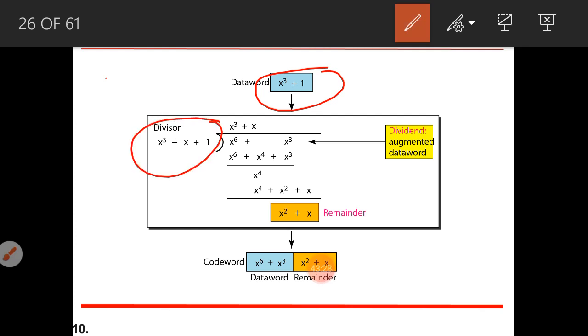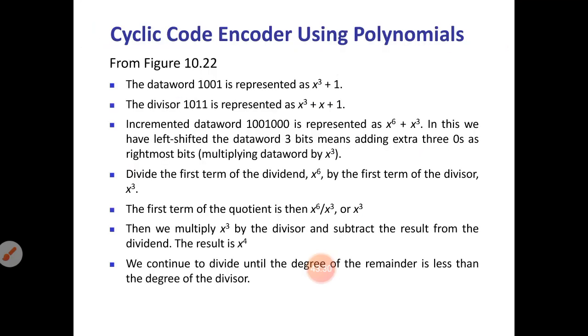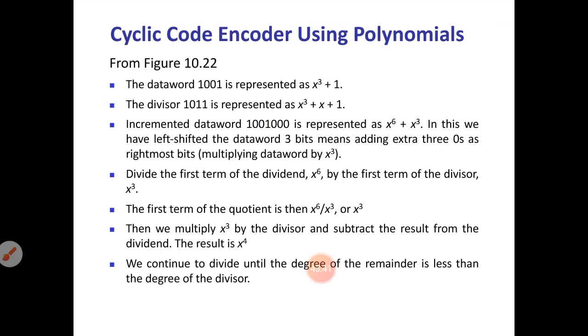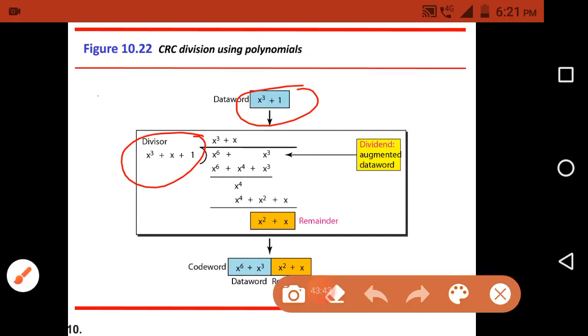And next, what is the dividend? The dividend here is the incremented data word, that is x raised to 6 plus x raised to 3. So we have to use that as the dividend here. That is the incremented data word after appending the 3 zeros to the data word, and we need to convert it into polynomial form.